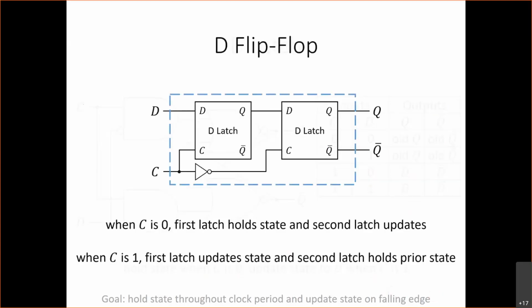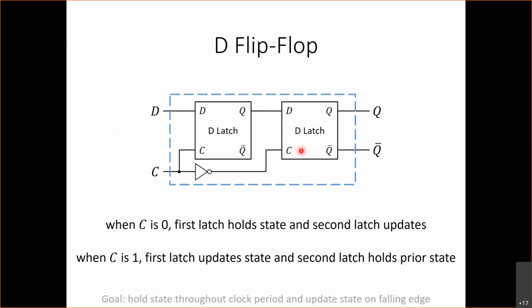So what we're going to do is create something called a D flip-flop. The way we're going to create a flip-flop is by connecting two latches to each other. We're going to take two D latches and connect them so that the output of one is the input of the other. We're going to connect them to the same clock, but we're going to invert the clock before it goes into the next latch. So we pass in C as the C for this D latch, but we pass in not C as the C for the next D latch.